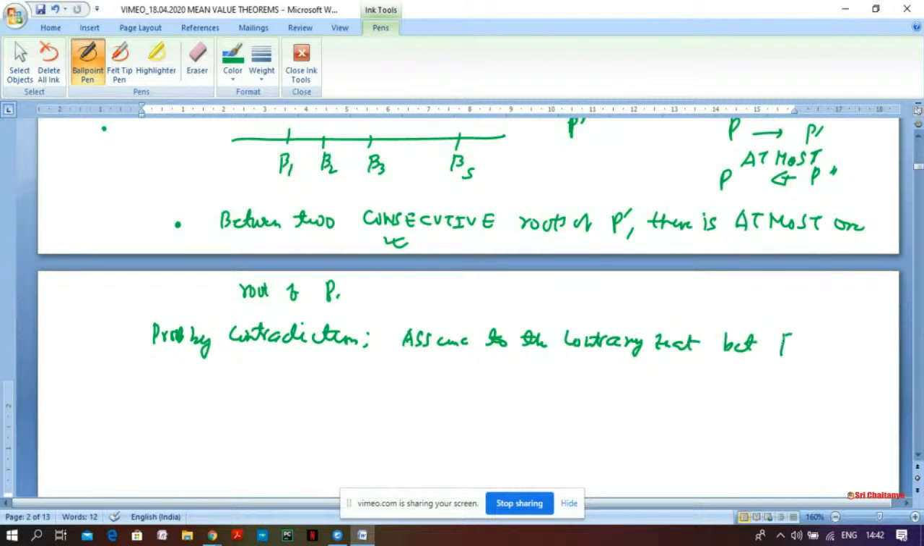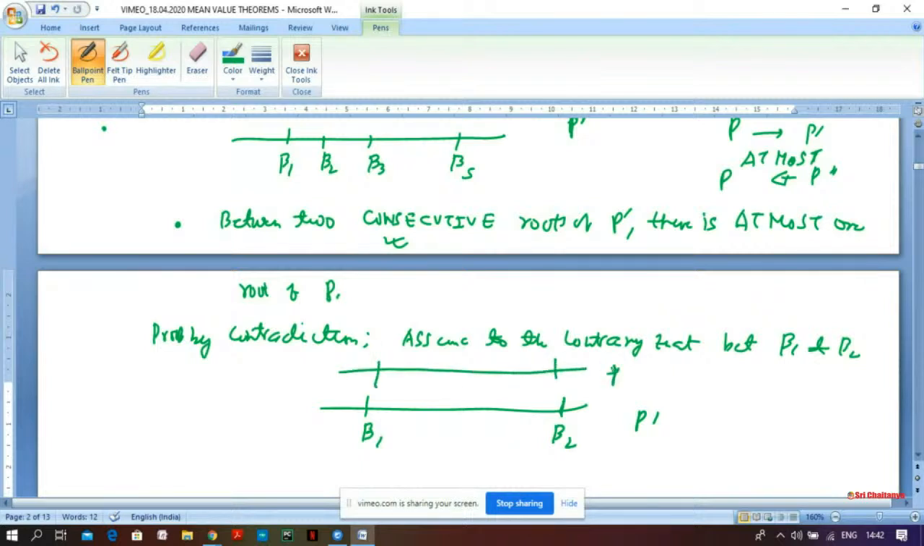between two roots beta 1 and beta 2, they are consecutive. So let me write it a little further so that we can accommodate more numbers. So between beta 1 and beta 2, this is p prime. You are saying that between beta 1 and beta 2, p has two roots, not one. So assume to the contrary that between beta 1 and beta 2, p has two roots, say alpha m and alpha n.